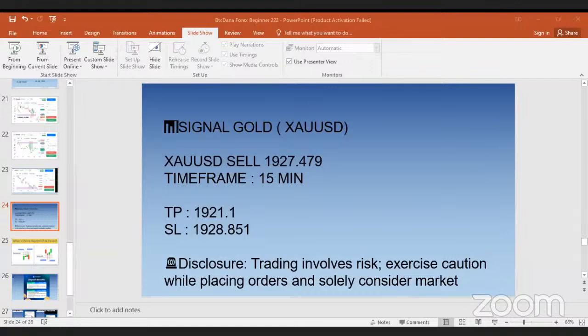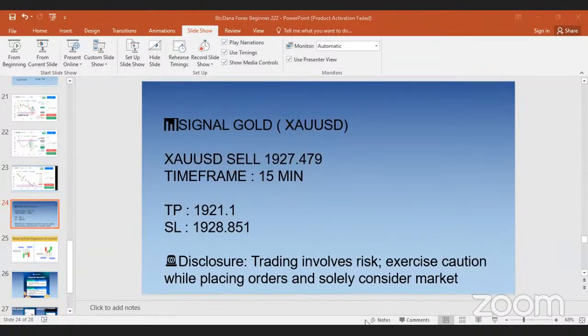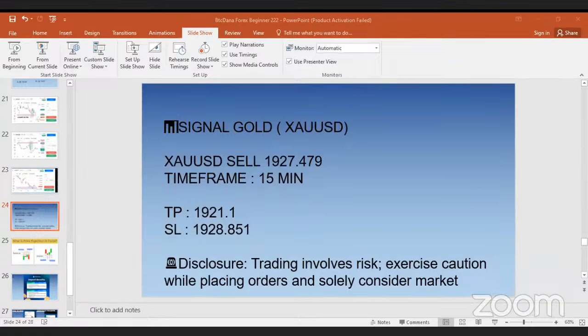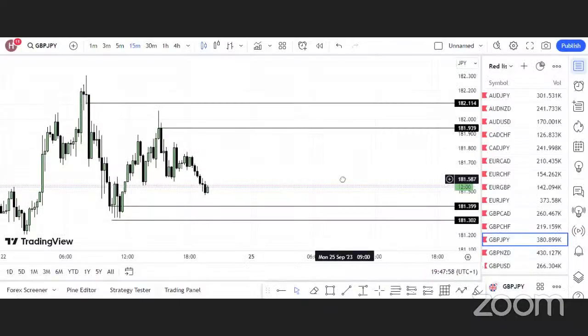So let's go to the BtcDana trading application and see if we can do this. I'll be loading up my BtcDana trading application, but before then, let's just continue with our session. It might take some minutes before it finishes loading. So let's continue.